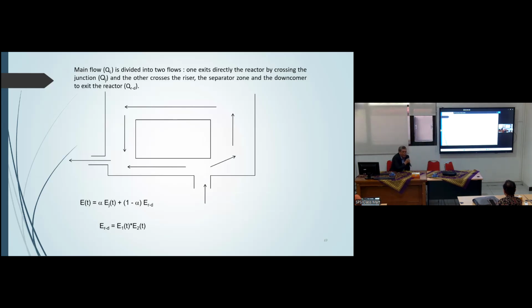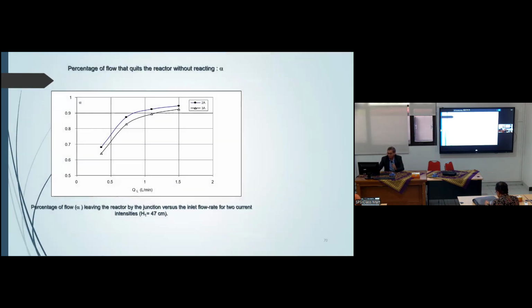The conclusion is that this reactor is not good for continuous mode. It is good only for batch mode, because maybe 60% quit the reactor without reacting, because the reaction is here. More than 50% of the flow quits the reactor without reacting. So it's not good for continuous mode. It is good for batch mode, and that's why we reached another configuration.